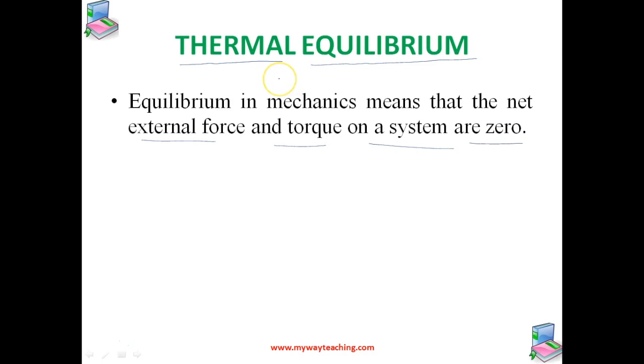We say the state of a system is in equilibrium if the macroscopic variables that characterize the system do not change in time. In thermodynamics, the macroscopic variables are, for example, the pressure, volume, temperature, mass. If these macroscopic variables do not change with time, then we say that the system is in thermal equilibrium.